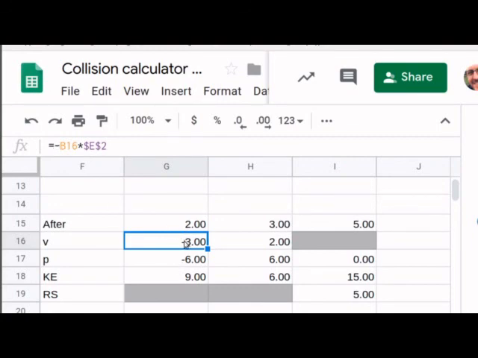Okay. The shortcut is in the center of mass reference frame, the new velocities are negative E times the old velocities. It doesn't get simpler than that.